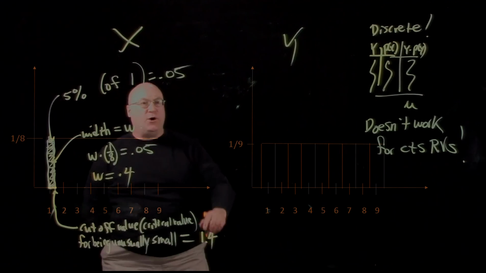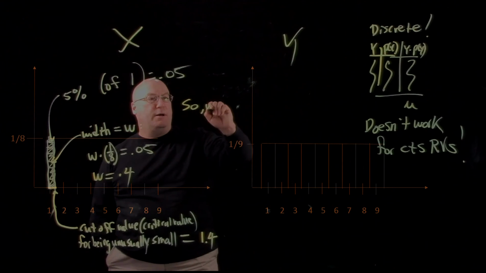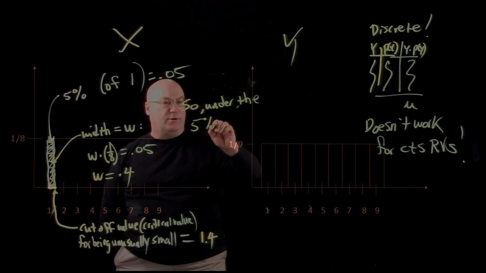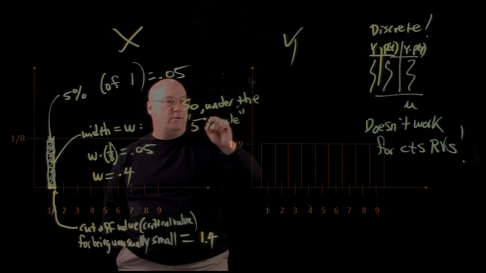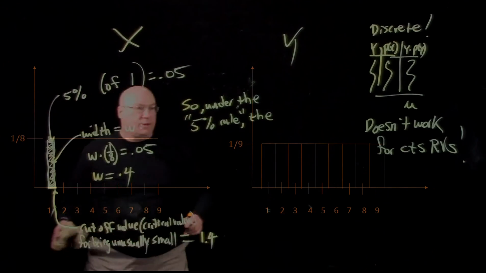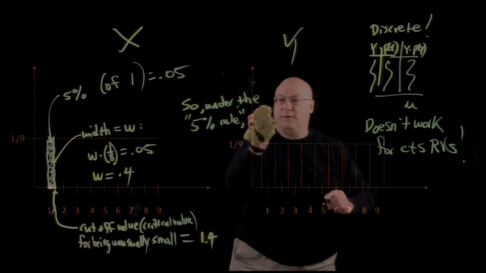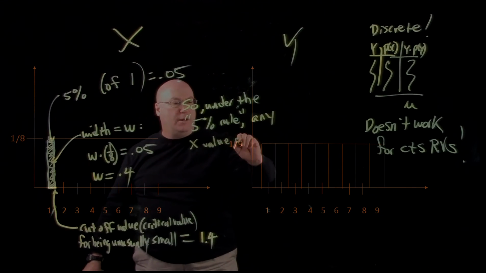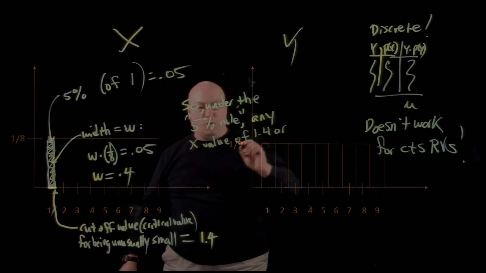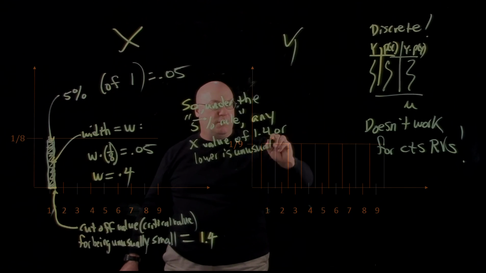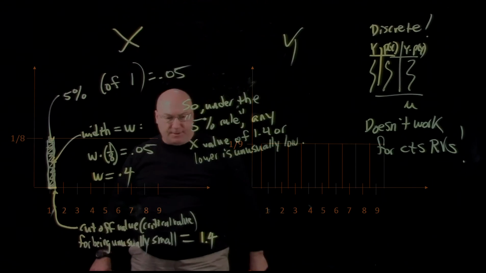All right, so under what I'm calling the 5% rule, let's say it like this: any x value of 1.4 or lower is unusually low. Okay? Sorry, I'm kind of writing into my other graph there, but that's all right.